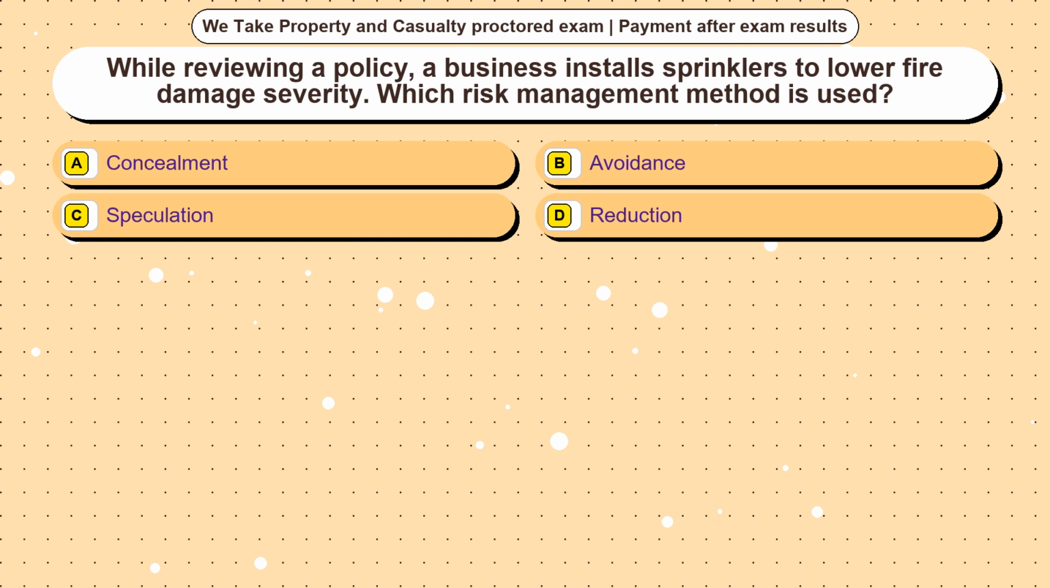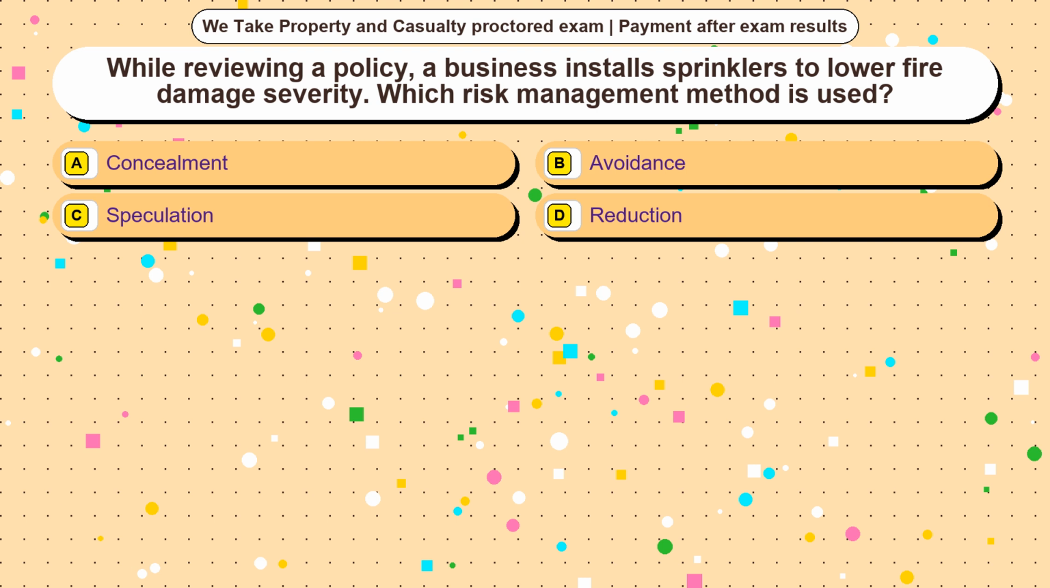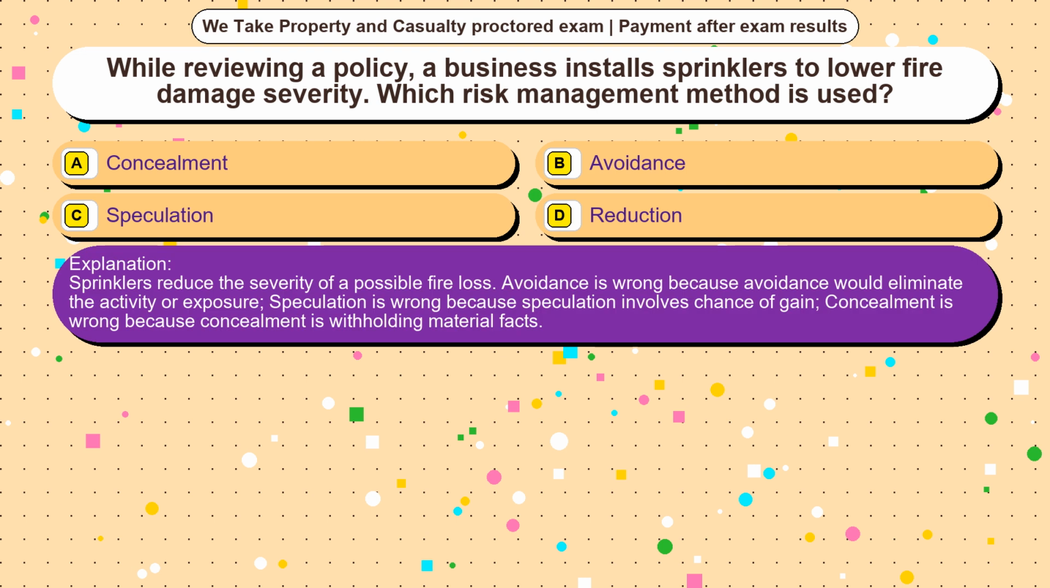Question 12. While reviewing a policy, a business installs sprinklers to lower fire damage severity. Which risk management method is used? Option A, concealment. Option B, avoidance. Option C, speculation. Option D, reduction. The correct answer is option D. Sprinklers reduce the severity of a possible fire loss. Avoidance is wrong because avoidance would eliminate the activity or exposure. Speculation is wrong because speculation involves chance of gain. Concealment is wrong because concealment is withholding material facts.